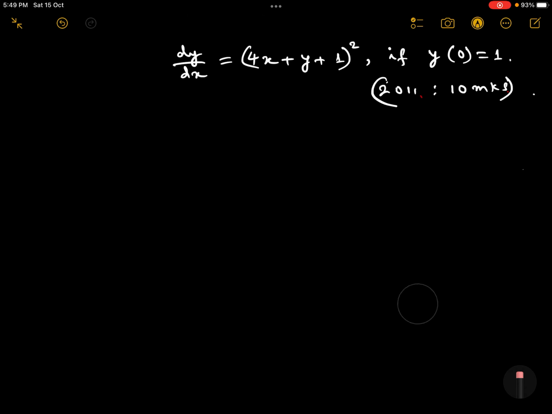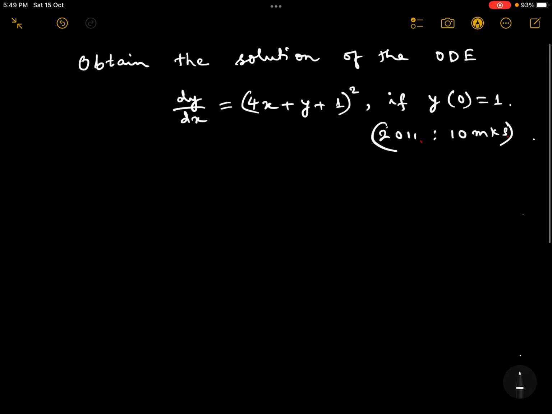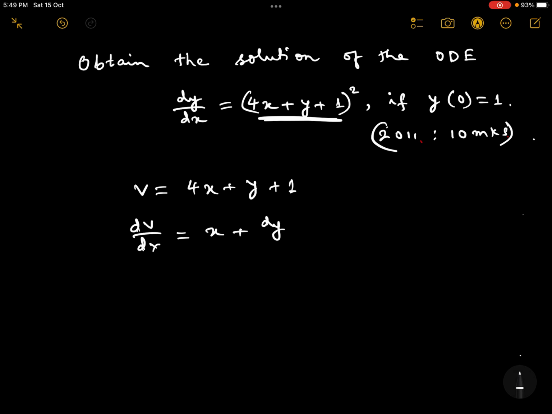Now the variable separation method. This question is taken from 2011, a 10 marks question. Dy by dx. Like I said, let's substitute v equal to 4x plus y plus 1. What do we get if we differentiate v with respect to x? dv by dx equals 4 plus dy upon dx. What we need is dy by dx. So dy by dx equals dv by dx minus 4, so everything will be changed.